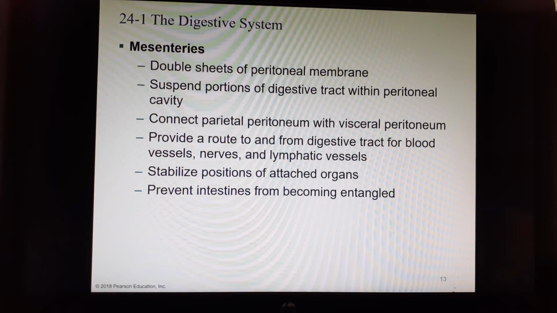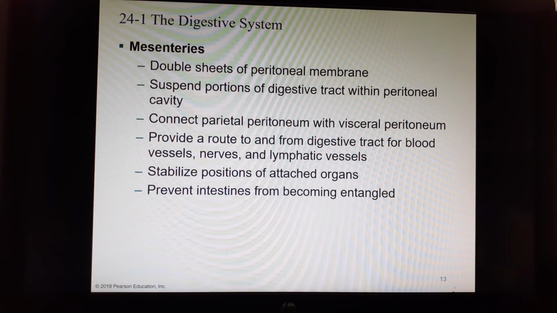Also, because we don't really have bones and things to protect our organs, and they're all kind of jumbled together inside the abdomen, we have this series of connective tissues called mesenteries, which are where we have both sides of the peritoneal membrane that act as suspenders of different areas of the digestive tract to kind of tack them down and help them hold their position and prevent them from becoming entangled.